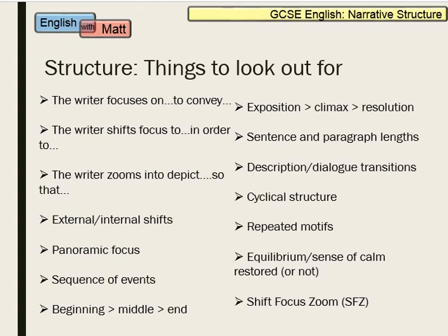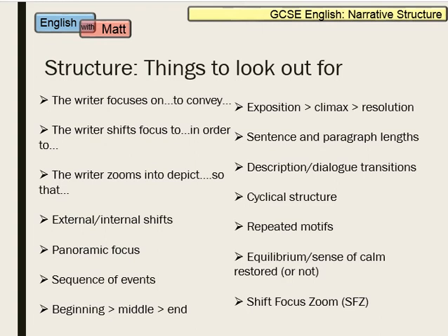We often talk about shifting focus as if this was a camera filming something in a particular order. We talk about zooming into things because those things are important, which is why the writer is describing them in a lot of detail. We can talk about beginning, middle, end, or exposition, climax, resolution, which is essentially the same. We can talk about a cyclical structure, finishing the extract with what we started with, so that the writer kind of takes us on a bit of a journey, a bit of a 360.